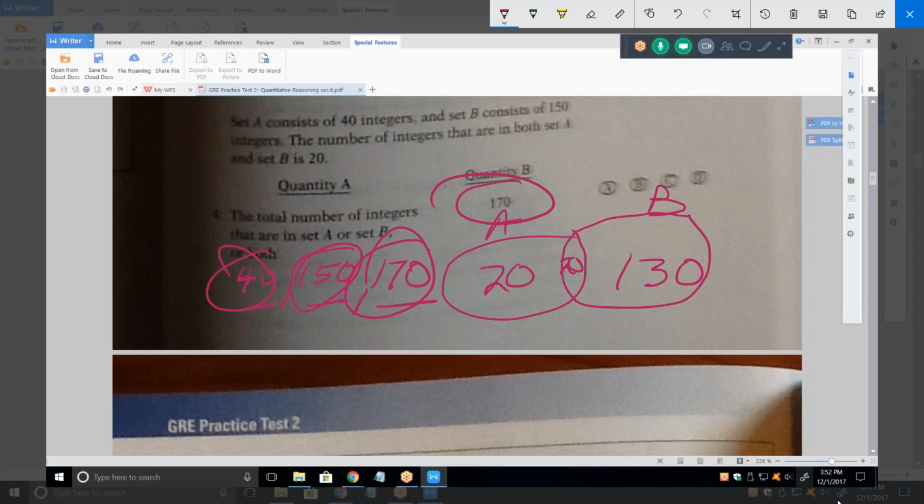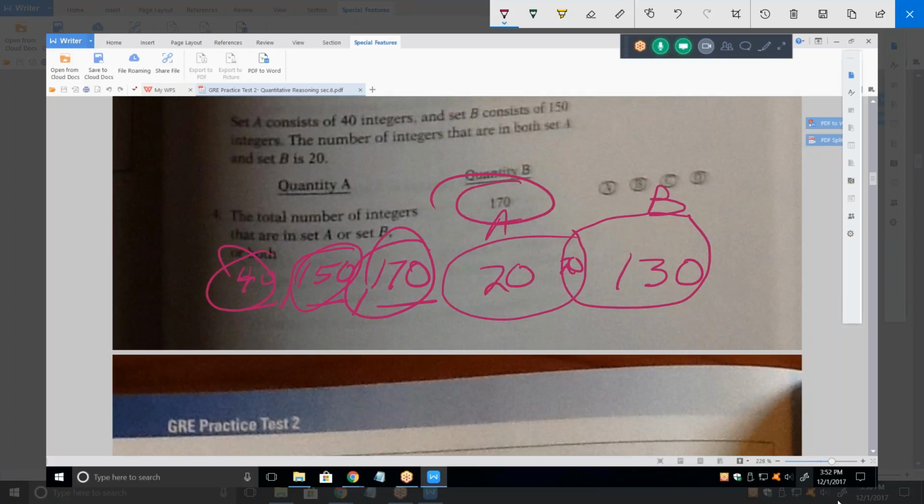So they say the total number of integers in set A or set B or both is equal to the number in set A plus the number in set B minus the number in both sets. Which is 170. Oh. No, I don't agree, actually.